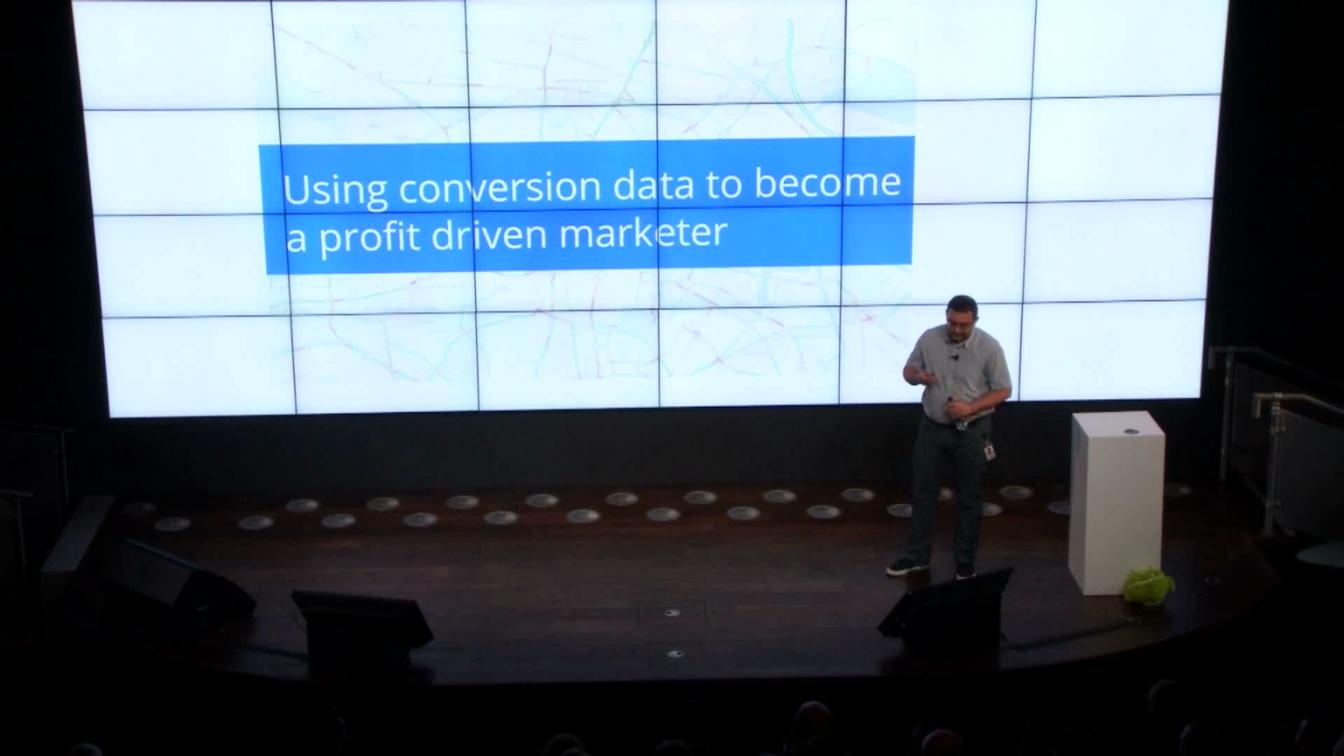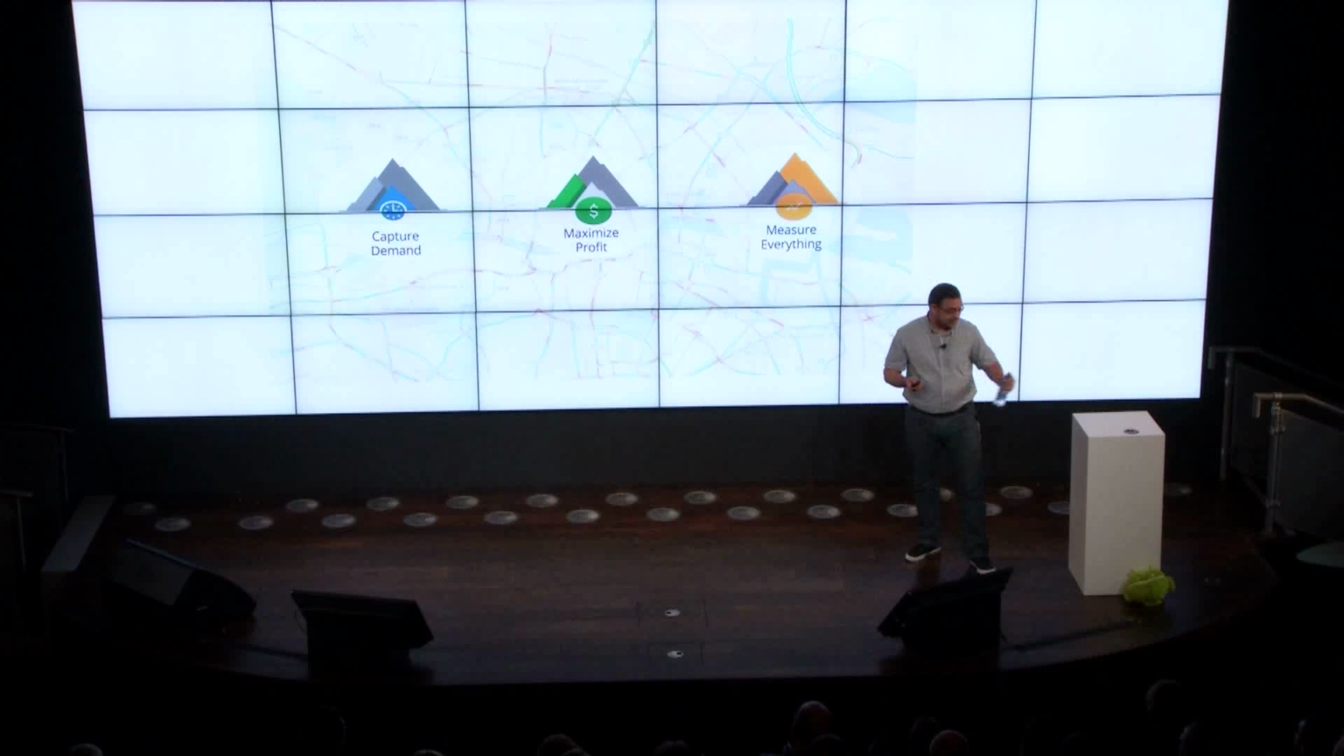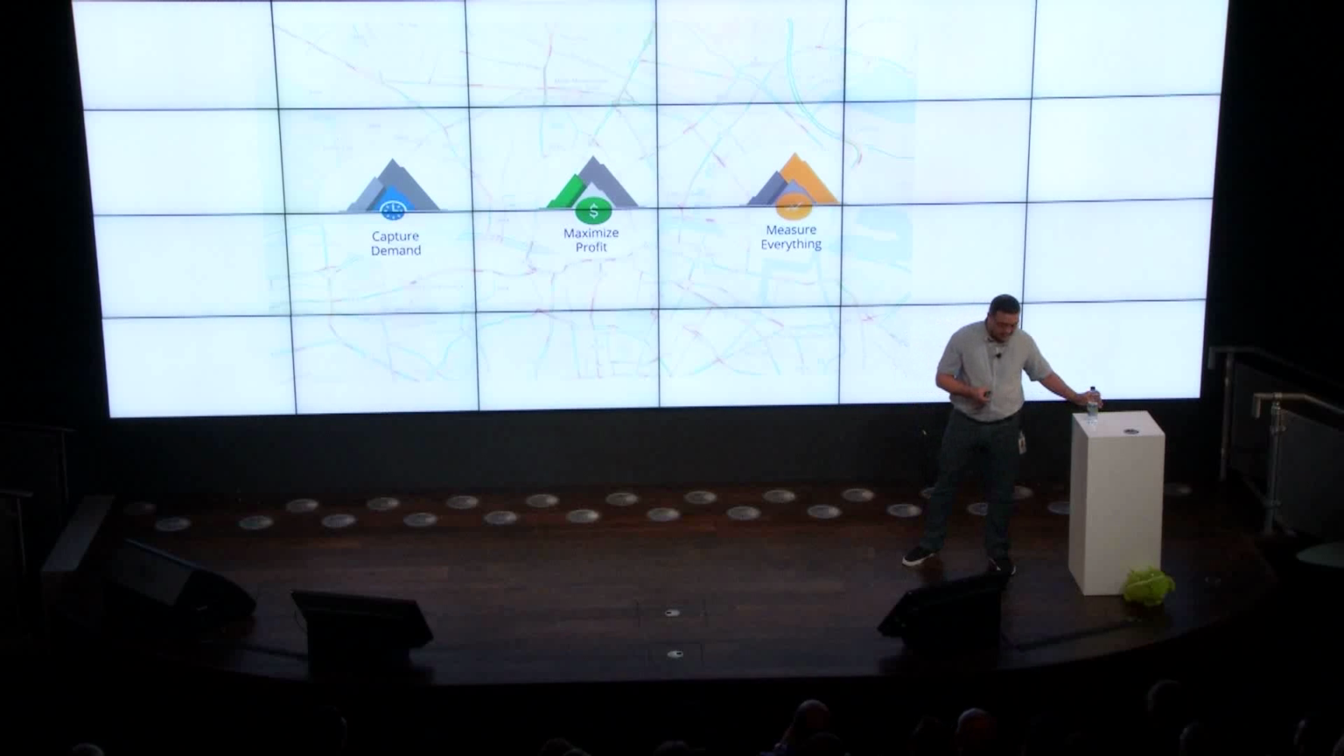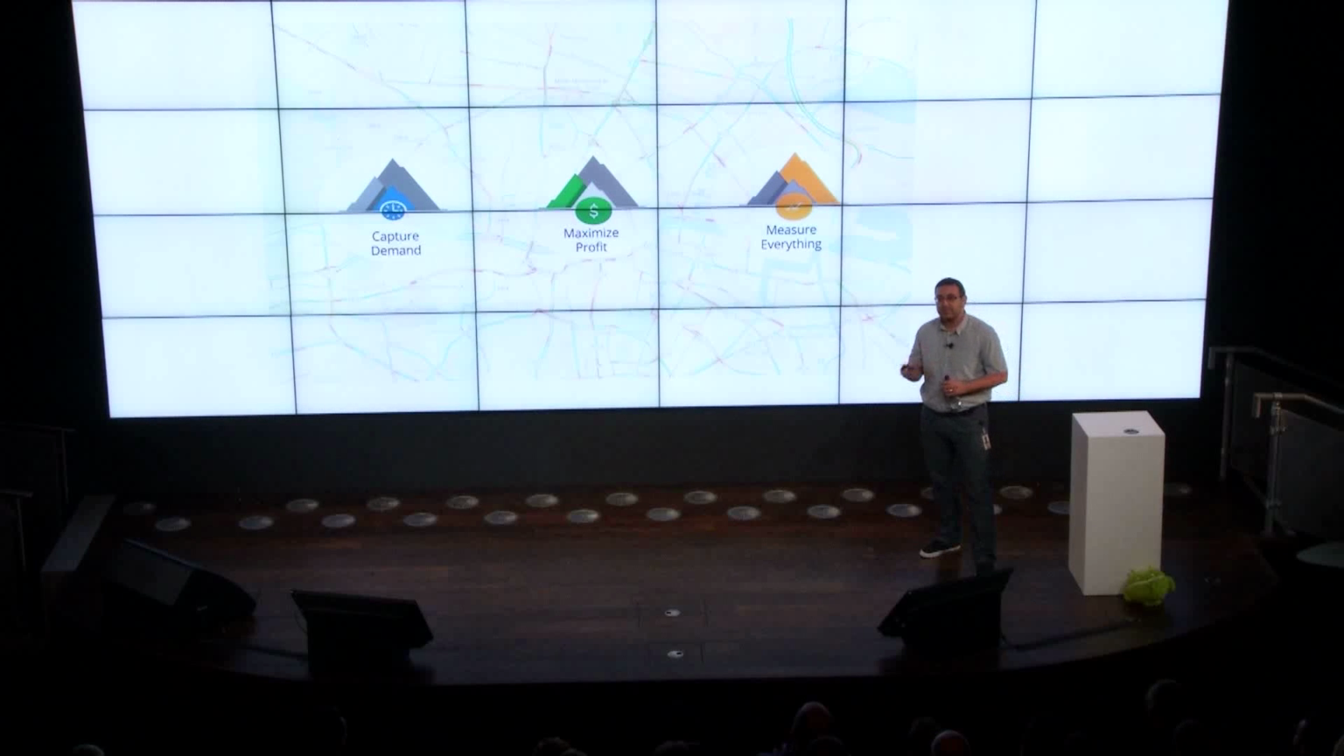Let's start with the first part, how you can become a profit-driven marketer. Here we have three pillars: capturing demand, maximizing profit, and measuring everything. Capturing demand is mostly about not limiting yourself by budgets or ad scheduling or any other thing. Maximizing profit is focusing on profitable conversions and maximizing your profitable conversions. And measuring everything is not only about conversion tracking or Google Analytics, but it's also about measuring your customer lifetime value. Customer lifetime value is important because it's not only that transaction or that acquisition that counts, but it's all about the lifetime value of one customer that you acquire.